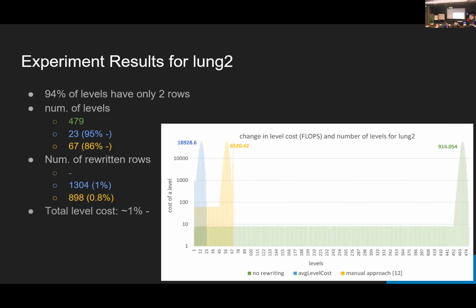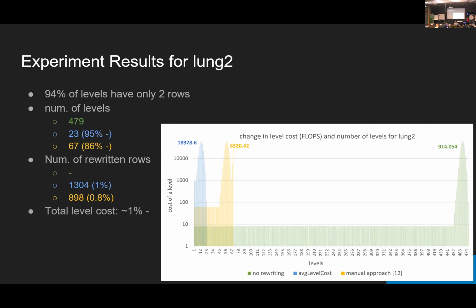It is indicated with the yellow one, which is called the manual approach. In the manual approach, the programmer selects the rows to be rewritten, also the target levels, and every 9th level is rewritten to the 10th level. So as you can see, it is completely blind to the underlying sparsity pattern. Okay, so we compared our approach, which is in blue, to the yellow one, the manual approach, and also we compared these two to the no rewriting case. So no rewriting happens in that case, which is indicated with green.